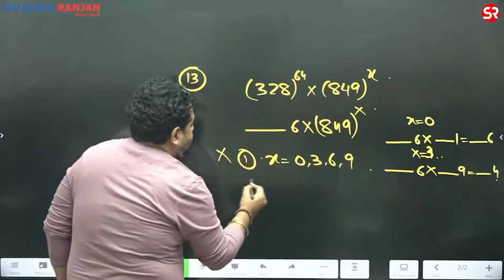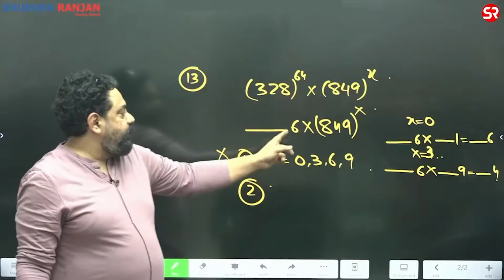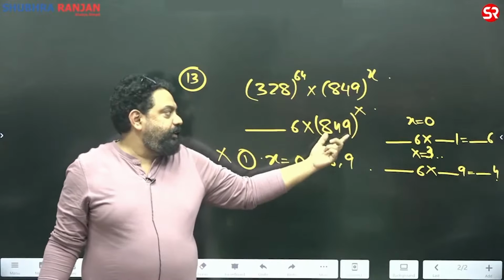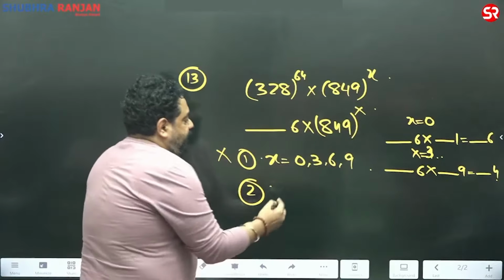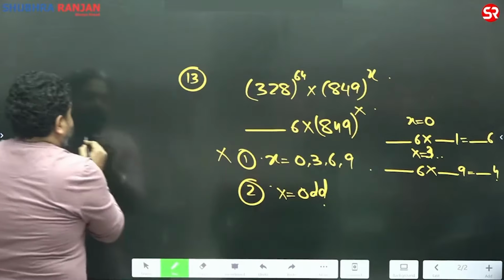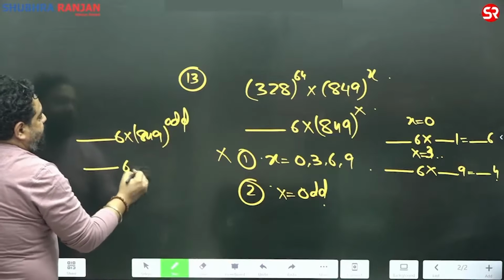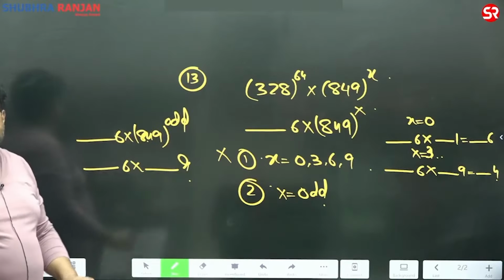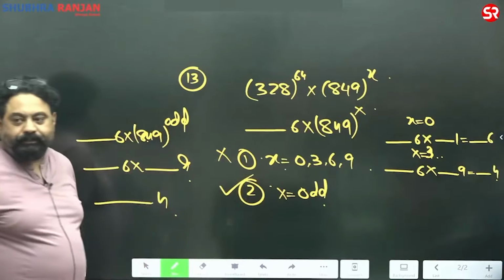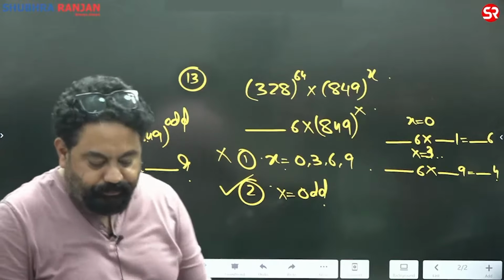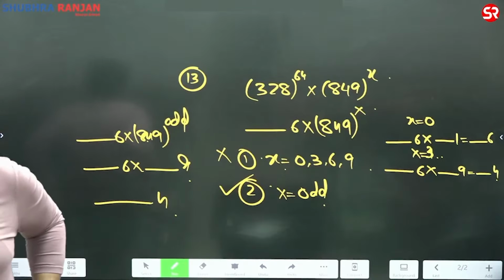Right? Second, he says x is odd. Come on, it is giving you the answer. This is 6. 849 raised to the power odd. A number ending with 9 raised to the power odd always ends with 9. Khatam. So definitely if x is odd, in that case it is number ending with 6 into number ending with 9, because any number ending with 9 raised to the power odd ends with 9. 6 9s are 4. Dusri se answer aa raha hai. The second one is giving you the answer. Why do you want to mix it? You are being forced to mix because you want to ignore zero.